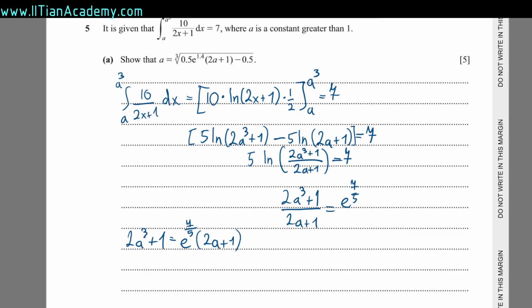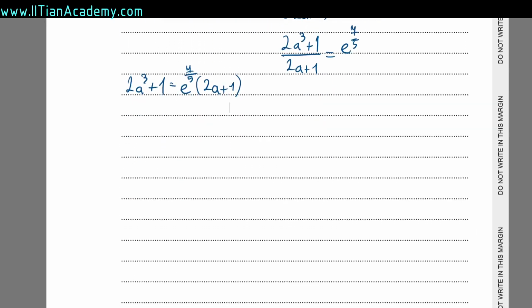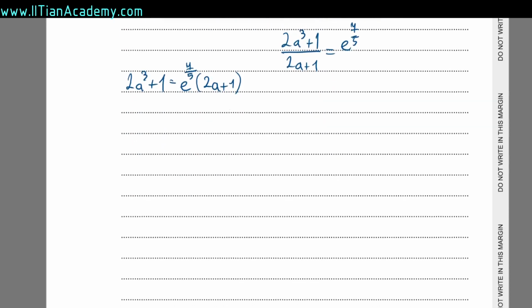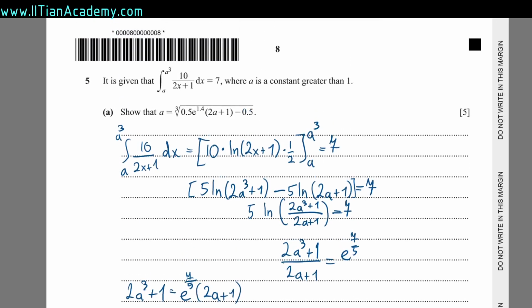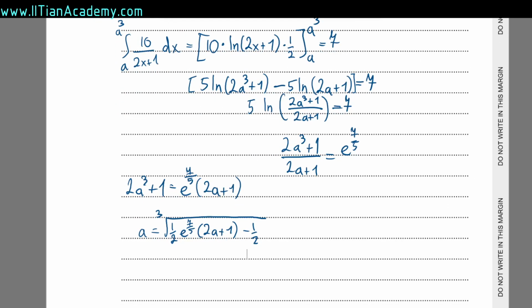this half, the 0.5, is because we have to divide by this 2. And then we just take the cube root. So essentially what we have is a is equal to the cube root of 0.5, so a half, times e to the 7 over 5 times 2a plus 1 minus a half. And in fact, this is exactly what we had to show. 7 over 5 is 1.4, and a half is 0.5.